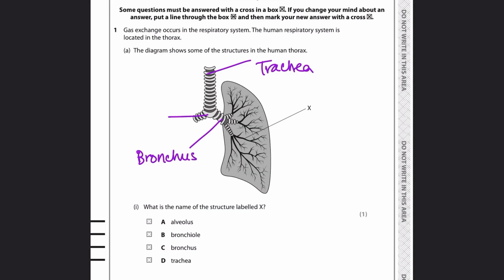Now, bronchus is the singular. But if you talk about them together, it will be bronchi. You have one trachea and two bronchi. Then the bronchi, each of them, will then split into smaller branches, and these are called the bronchiole, and that's actually what X is, bronchiole. And then finally, the very end bits of the branches, those will be called the alveoli. Again, one of them is alveolus, and then more than one would be alveoli. So the answer will be bronchiole.